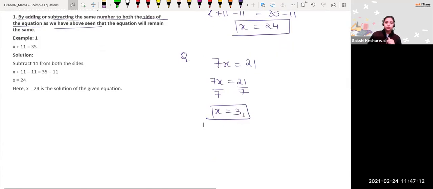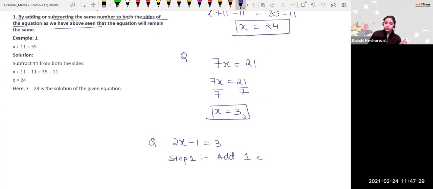Now if I give you the question again like this, 2x minus 1 is equal to 3. This is the question given, right? Now you have to make the x all alone. So what is step 1? Step 1 will be adding 1 on both sides, right? Yes, on both sides.